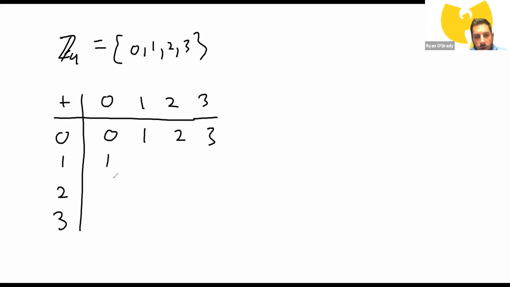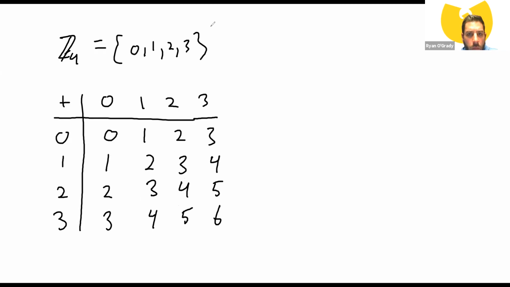Same thing down this column. I'm just adding each number to 0, so it's itself. Now, this column is what happens when I take this number by this number. Well, I get 2. And then 1 and 2 is 3. And then 1 and 3 is 4. But 4 is not in my set. So maybe this will be helpful for what I'm doing. And then over here, 2 and 1 is 3. 2 and 2 is 4. 3 and 2 is 5. 3 and 3 is 6.